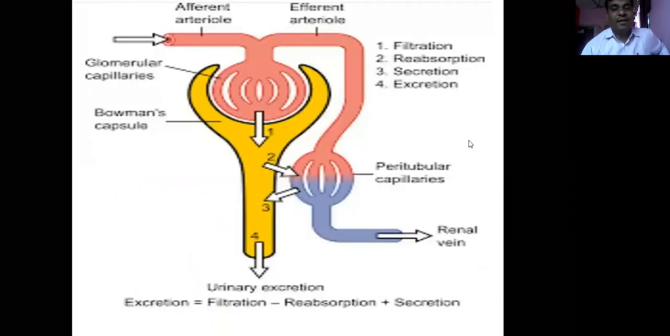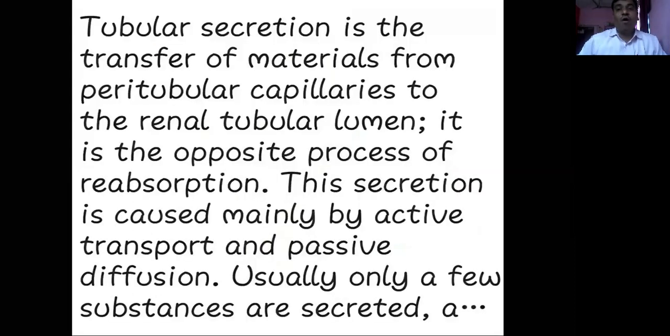Especially this sketch is very clear that here the filtration mechanism takes place. After the filtration, this part is essential for the selective reabsorption as well as the secretion. And after that, via the renal vein, the excretion takes place. Means complete excretion is nothing but filtration, reabsorption plus secretion. Completely it is called the process of excretion. The third is the tubular secretion.